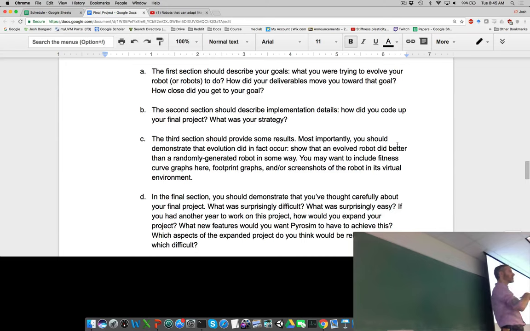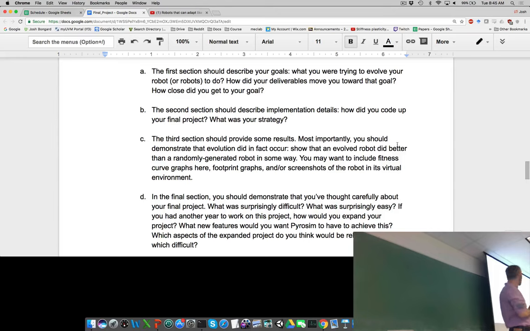What did you have to change on the robot side? What did you have to change on the evolutionary algorithm side? What did you have to change on the artificial neural network side? What did you have to change in terms of the robot's environment? That sort of thing. Okay, third section is probably for us the most interesting one, which is the results, right?